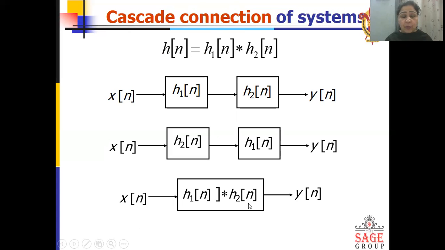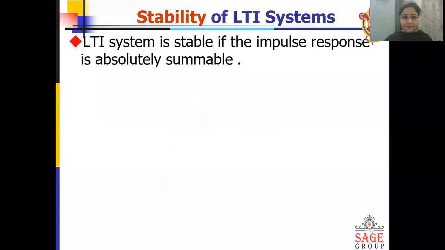That means what we have concluded is that if two discrete time systems are in parallel, we will get a resultant system whose impulse response is the sum of the respective unit impulse responses. And if two discrete time systems are in cascade, then we will get a resultant discrete time system whose impulse response is the convolution of the respective unit impulse responses.